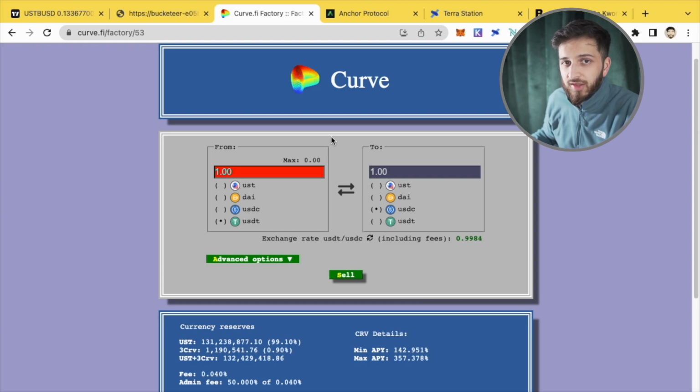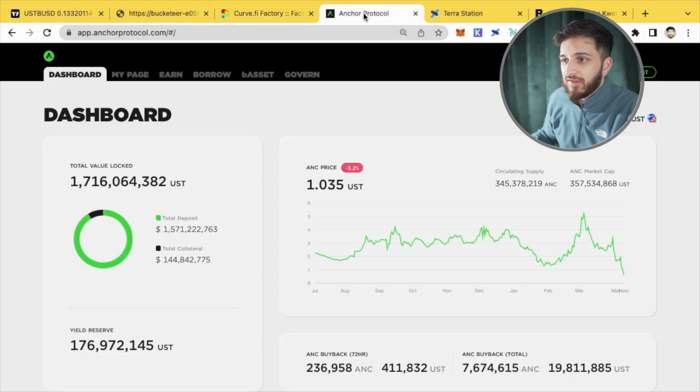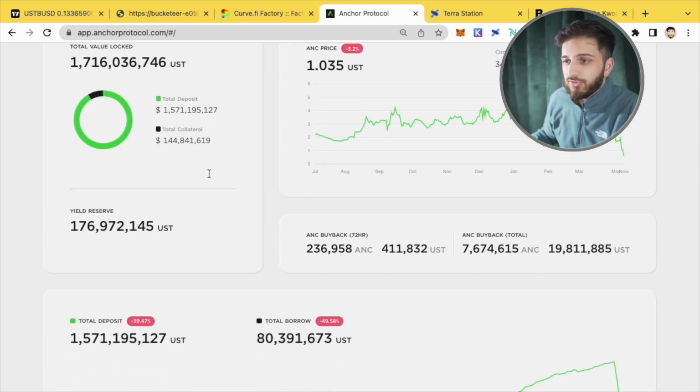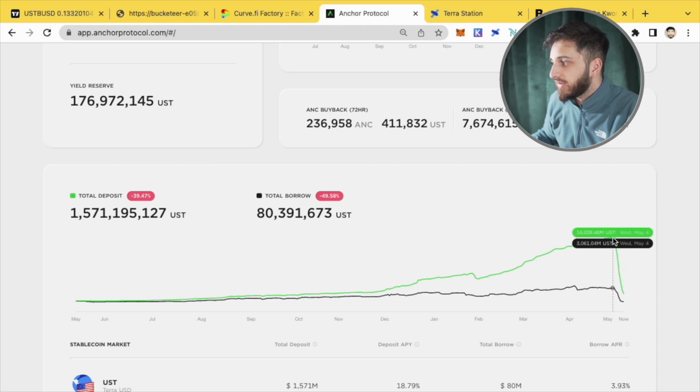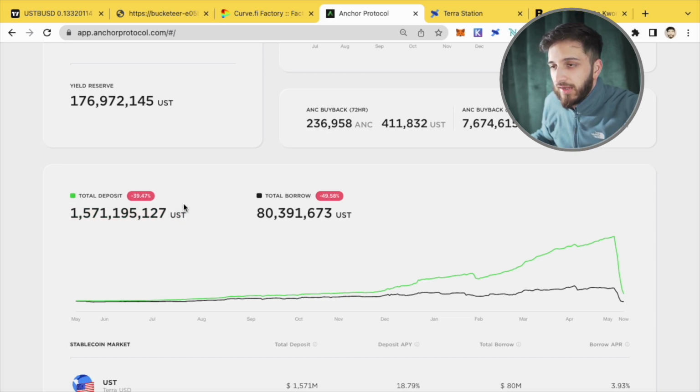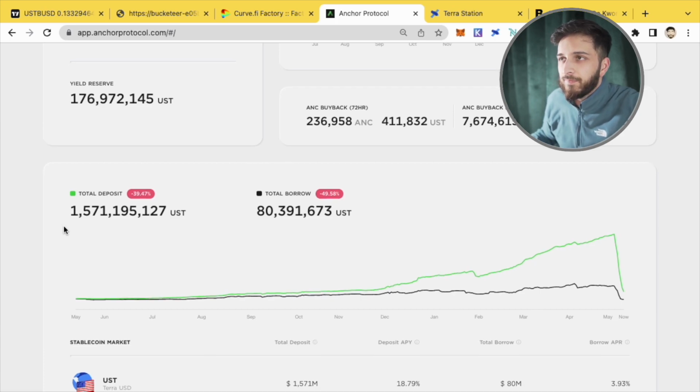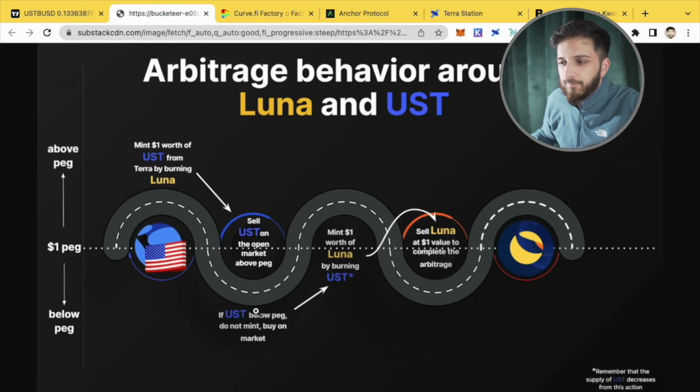And at the time I saw this happening myself live. I actually went to Anchor myself and I could see that the total deposits were going down. If we go back a few days ago, the total deposits were around 14 billion UST. Obviously now we've lost 90% of that. And at the time I could see about 100 million UST leaving every hour or so. Now, I wasn't too concerned about this because like we just discussed before, when the peg goes below $1, you can redeem it for $1 worth of Luna.